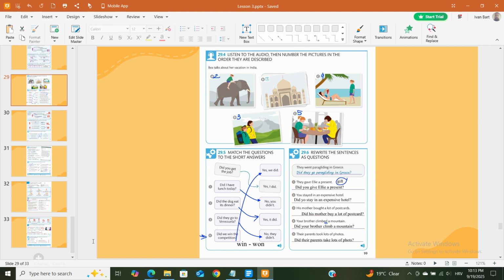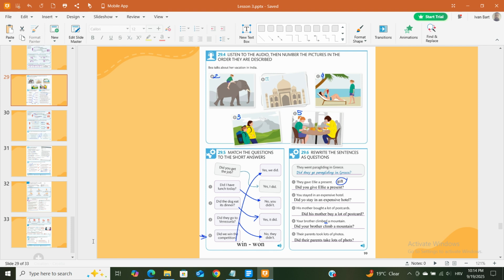29.6 Rewrite the sentences as questions. They went paragliding in Greece. Did they go paragliding in Greece? They gave Ellie a present. Did you give Ellie a present? You stayed in an expensive hotel. Did you stay in an expensive hotel? His mother bought a lot of postcards. Did his mother buy a lot of postcards? Your brother climbed a mountain. Did your brother climb a mountain? Their parents took lots of photos. Did their parents take lots of photos?